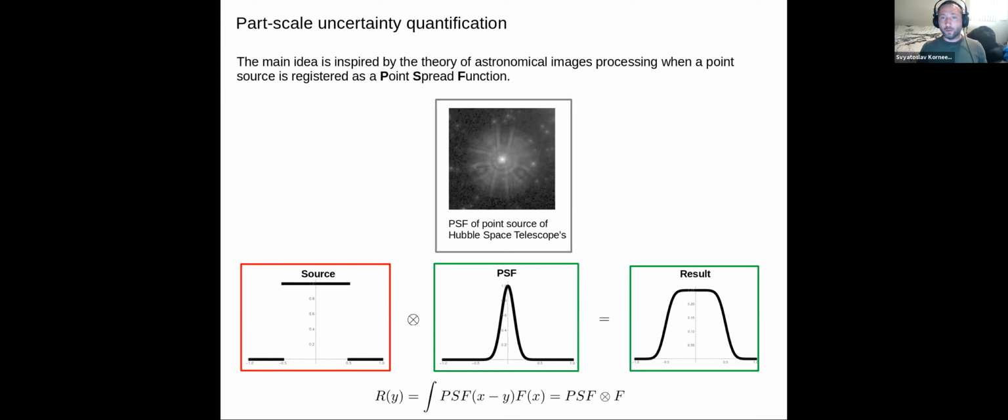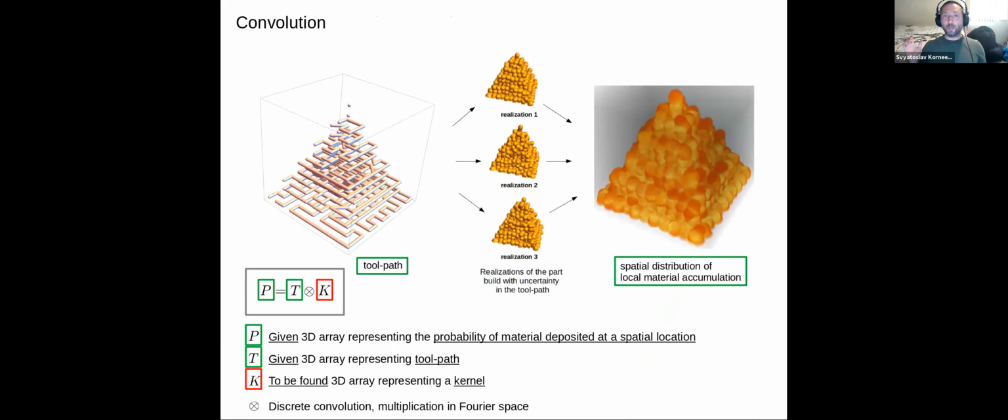So we take this idea of a point spread function and convolution and apply it to quantifying uncertainty of part scale additive manufacturing. We see the additive manufacturing process as a translation of a toolpath, shown on the left like a sharp image in image processing notation, into a blurred probability field shown at the right. The reason for this blurring is the uncertainty in the process.